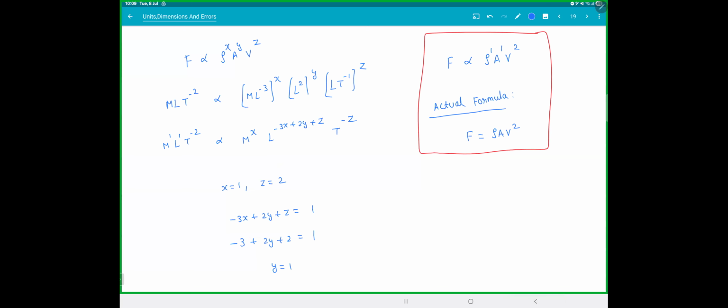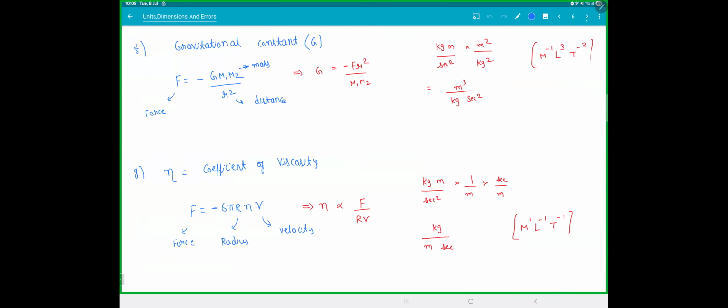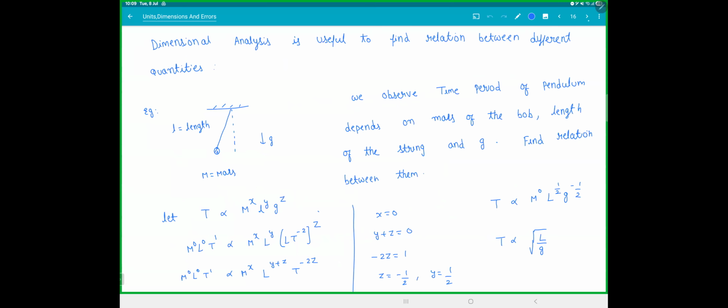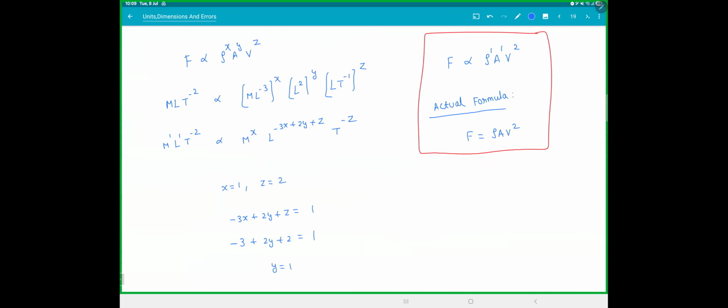Clear with this? This is the fourth model that we have. So again, what is the first model? I'll give you a quantity, ask you for dimensions. The second model, alternate fundamental quantities. The third one is principle of homogeneity. Dimensions must be the same. The fourth one is a relation between quantities in an experiment. The fifth and the last model in dimensional analysis is conversion of units.